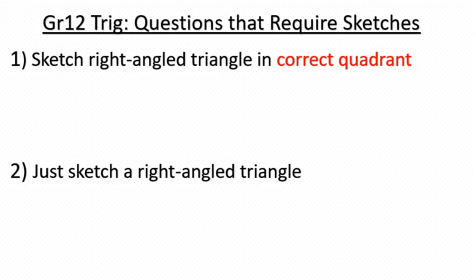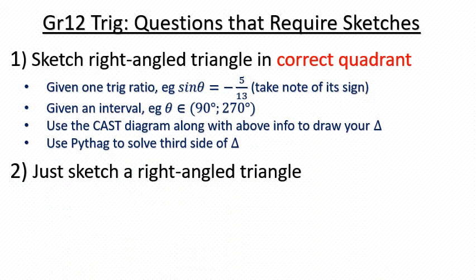Trigonometry always relates to triangles, and to be more specific, right angle triangles, because that is the triangle that we need in order to apply SOHCAHTOA. So the first instance in which you'll need to sketch a right angle triangle is when you are given a trig ratio and its actual value as a fraction. As well, you'll also be given an interval.